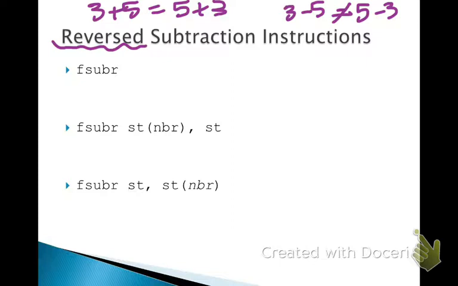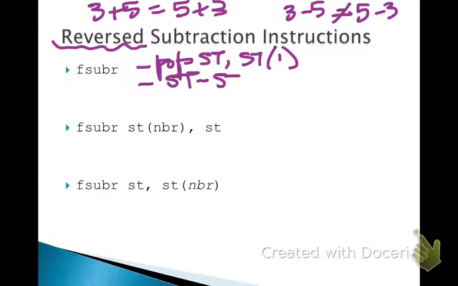So, F sub R is going to pop stack top and stack top 1. It's going to calculate stack top minus stack top 1, and the difference will be pushed on the stack.